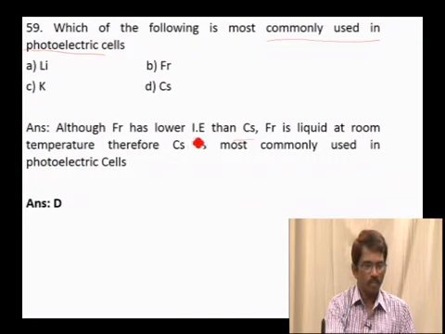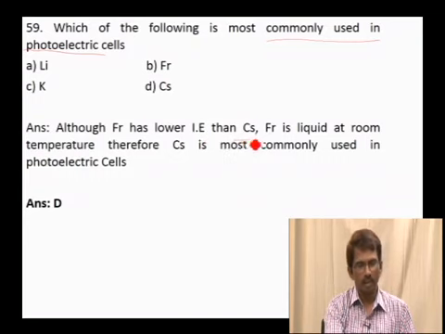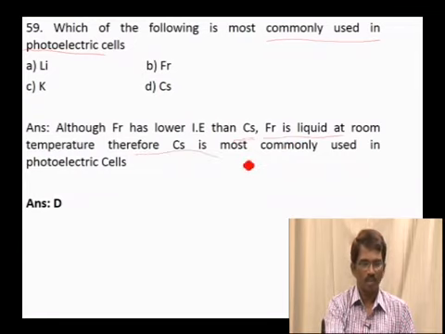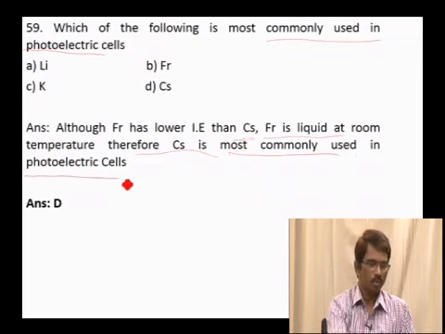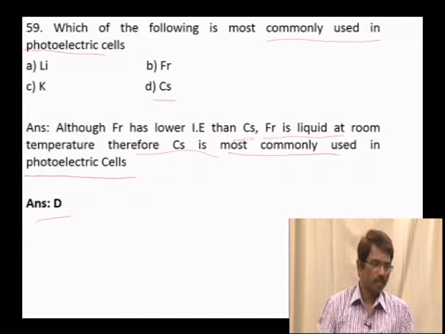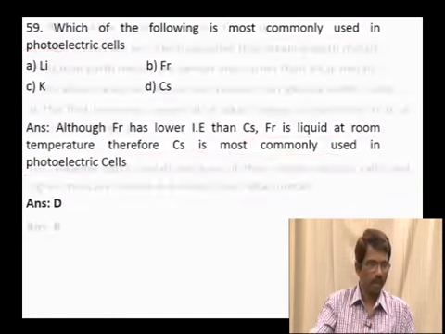Though francium has lower value of ionization enthalpy than cesium, francium is a liquid at room temperature, and therefore cesium is most commonly used in photoelectric cells, and therefore cesium with option D becomes the correct answer for question number 59.